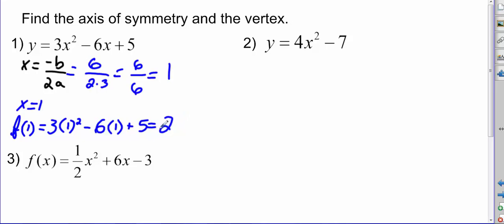Now what do we do with that? We don't just leave it sitting there like that. We're going to actually list the vertex as an ordered pair, or as a point on our graph. So we plug in our x value for our axis of symmetry, which we got right there. We plug in our y value, or our f of x, evaluated at 1.